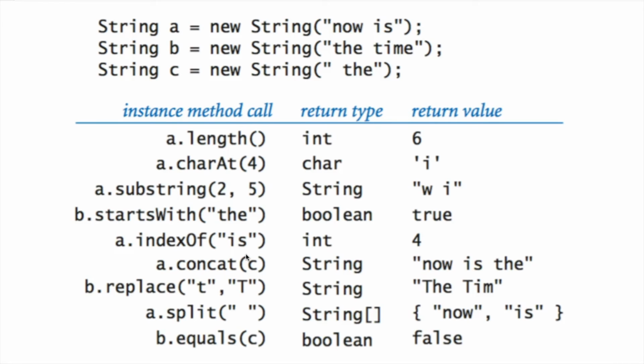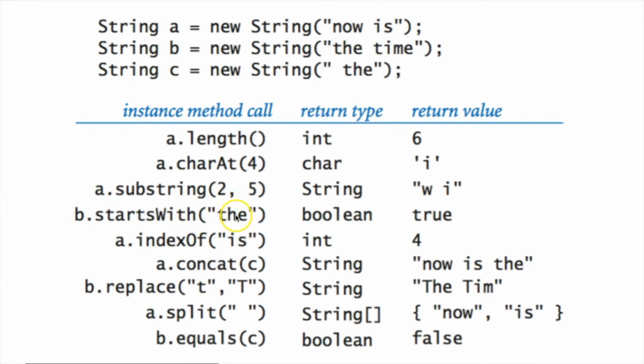Again, I'll leave you to look through. Here are a couple of important ones. Substring divides a string up and returns you part of it. So this one, substring of 2, 5, returns W I. So if I look up our W space I, position 2, 0, 1, 2, to position 5, 0, 1, 2, 3, 4, 5, stops at 5, so it returns W space I.